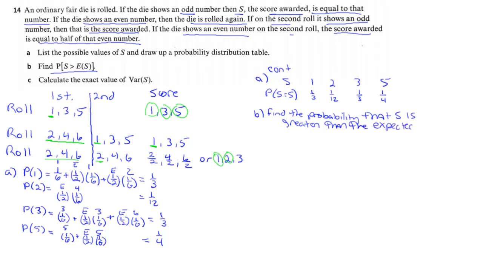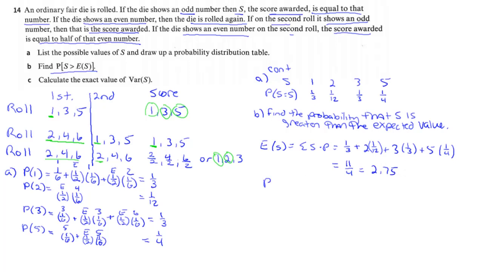The way I'm going to find the expected value is I'm going to multiply each x times its probability, and then I'm going to add those up. So let's take a look at that. The expected value is each one of these x's times their probabilities, and then all added up, which is going to be 1 times 1/3 plus 2 times 1/12 plus 3 times 1/3 plus 5 times 1/4. That's going to give me an expected value of 11 over 4, or 2.75.